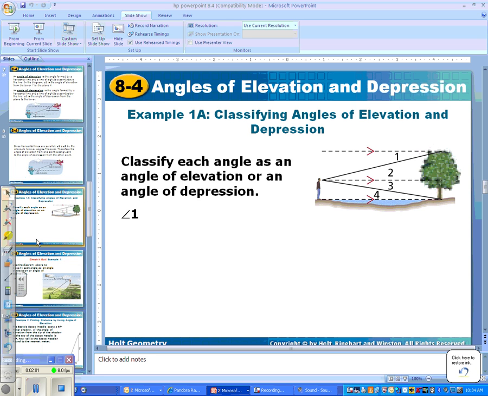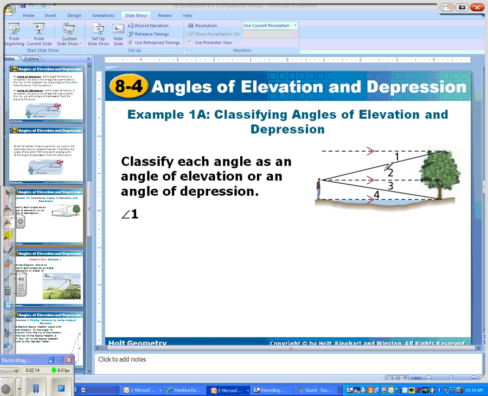Okay, so the first type of question, super straightforward. It says classify each angle as an angle of elevation or an angle of depression. So all you have to do is look at this picture and think, well, are we looking down or are we looking up? So if you look at angle 1, here's angle 1 right here. It is below the horizontal line, so it is an angle of depression.